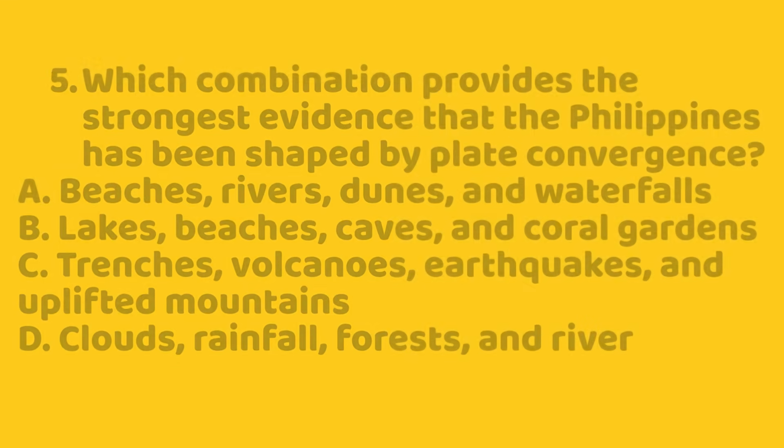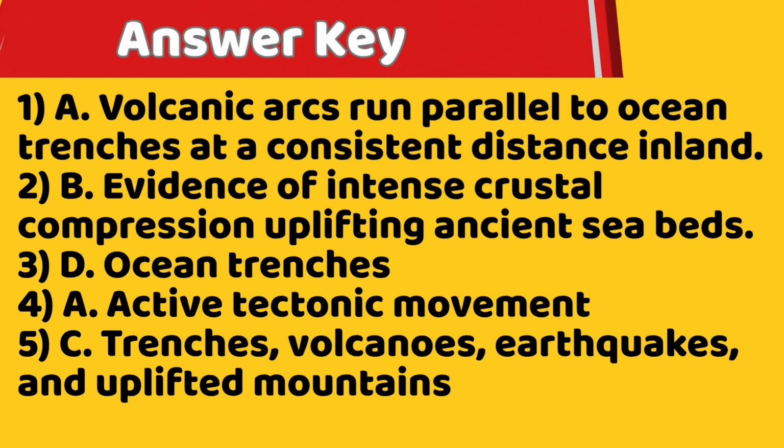And now let's check your answers. Number 1, letter A. Volcanic arcs run parallel to ocean trenches at a consistent distance inland. Number 2, the correct answer is B. Evidence of intense crustal compression uplifting ancient seabeds. Number 3, it's letter D, ocean trenches. Number 4 is A, active tectonic movement. Number 5, letter C, trenches, volcanoes, earthquakes, and uplifted mountains.